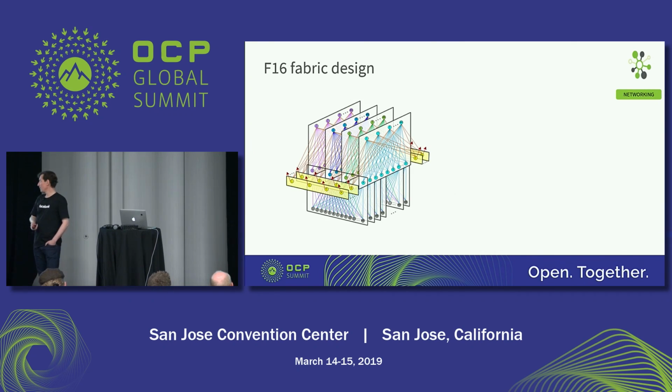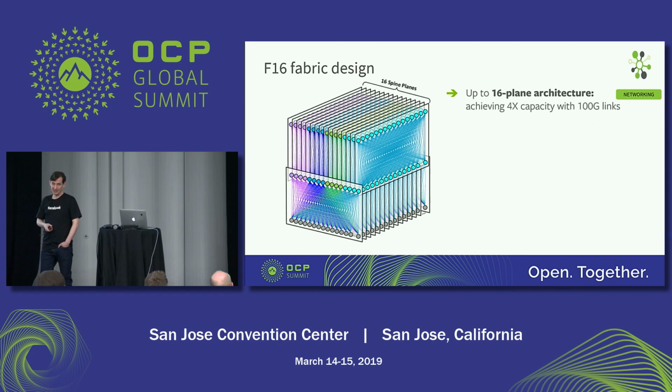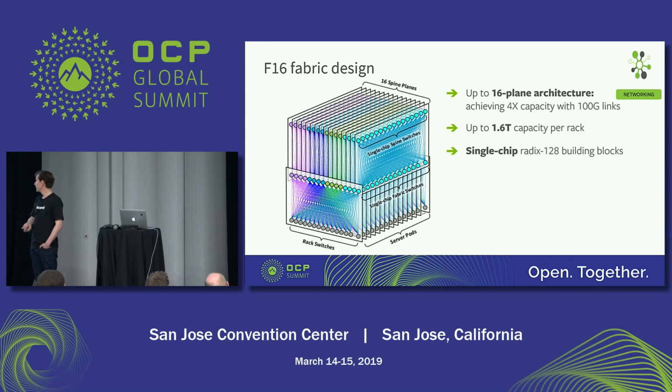So let's look at the other aspects of our F16 fabric design. This is our classic fabric. We completely redesigned it. And this is not a simple multiplication by 4. This is a new network by many logical and physical and topological aspects. It supports up to 16 planes, up to 1.6T capacity for each rack. It's built entirely of single chip radix 128 building blocks. On the fabric switch tier and spine switch tier, it's the same building block applicable throughout.